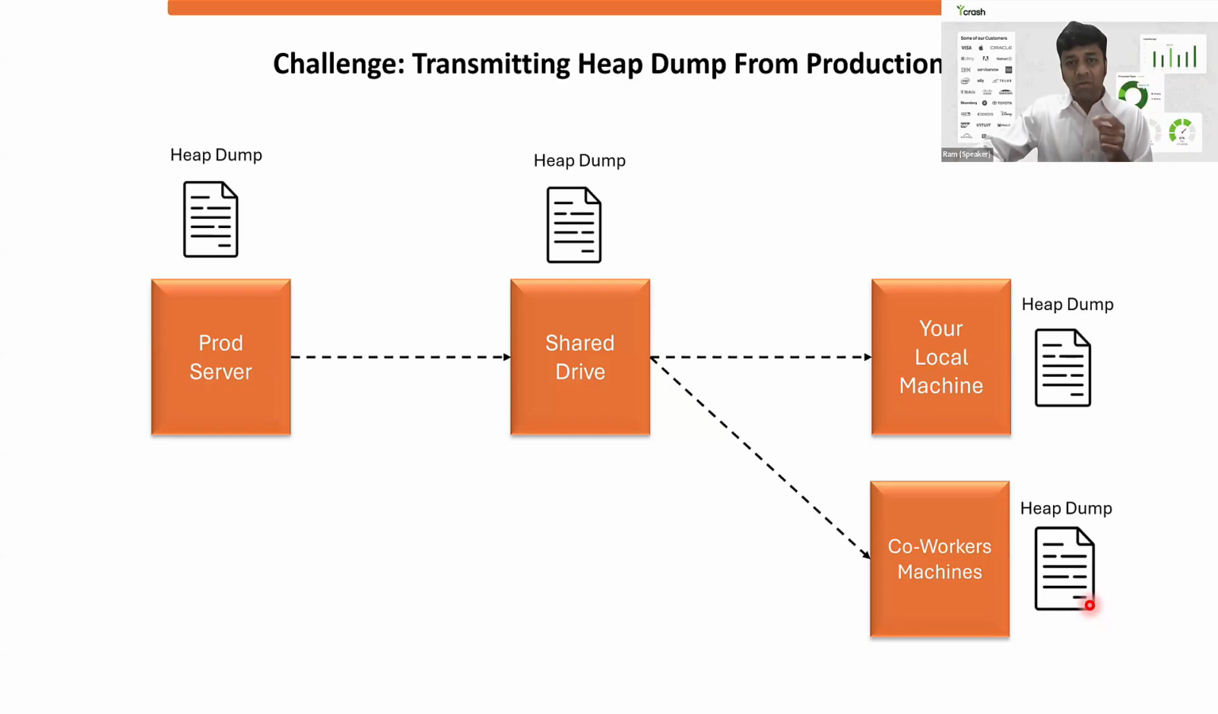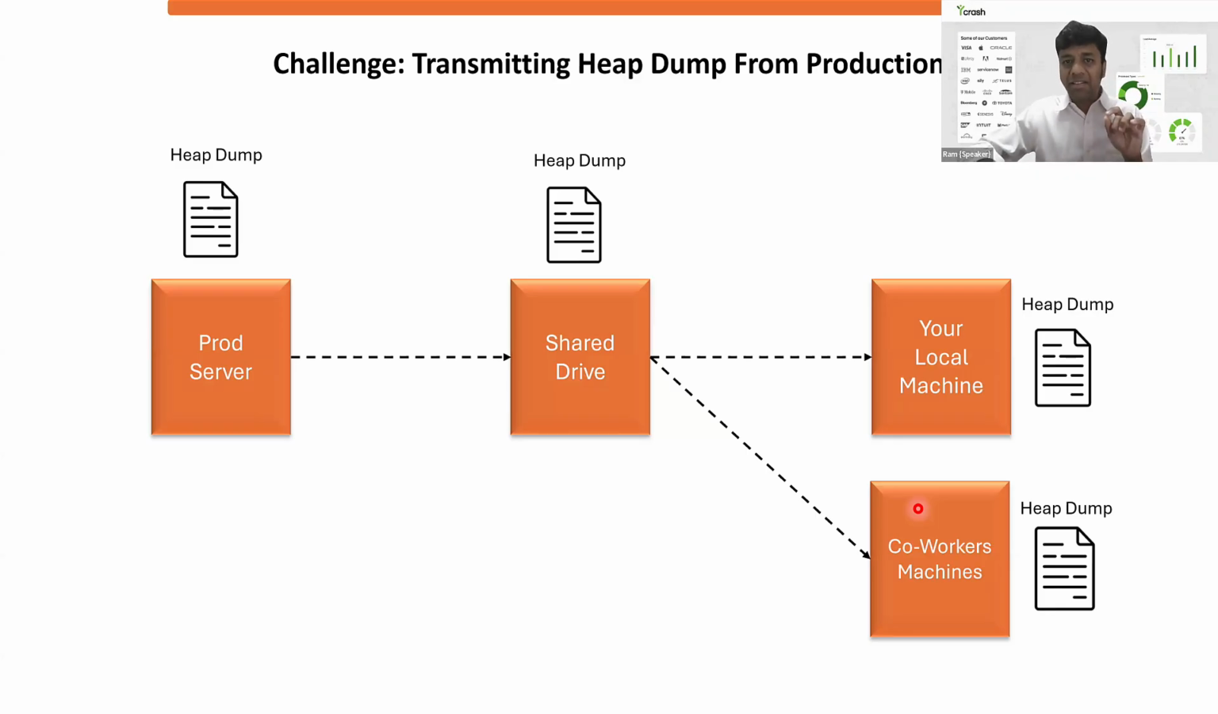But now, friends, look at what has happened. Your heap dump is now on the production server. It is now in the shared drive, and now it has come to your local machine. And if any other coworkers are going to analyze it, it's going to go there as well. So your heap dump, the sensitive information artifact, is now distributed in so many places. After analysis, are we deleting this heap dump? Question mark. We don't know.